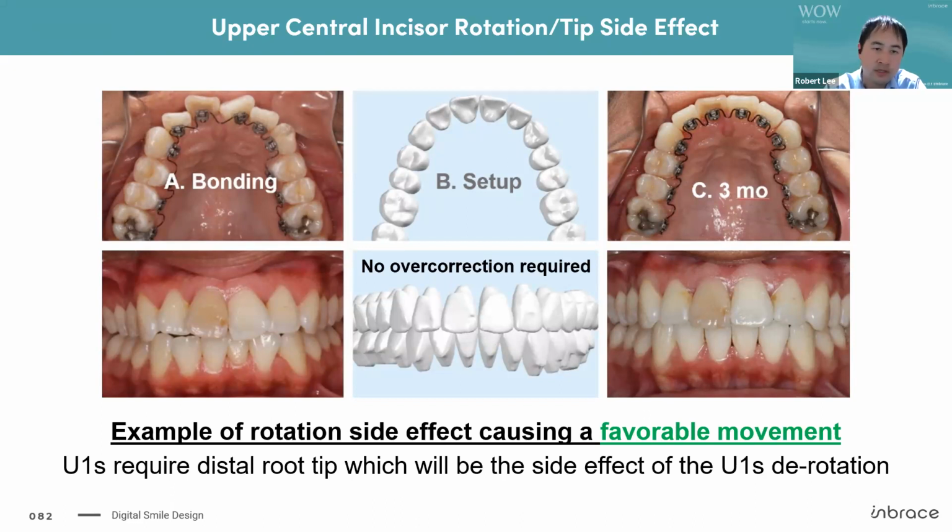So if we think about this again, upper ones both require mesial out rotation. Mesial is going to relatively intrude, distal is going to relatively extrude. It's going to cause a distal root tip side effect. And upper left one actually has a larger rotation than upper right one. It also needs more distal root tip. So it all worked out favorably because of the distal root tip side effect. So in actually many cases, it's a favorable movement. So that's why it's important to understand whether it's going to be unfavorable or favorable.